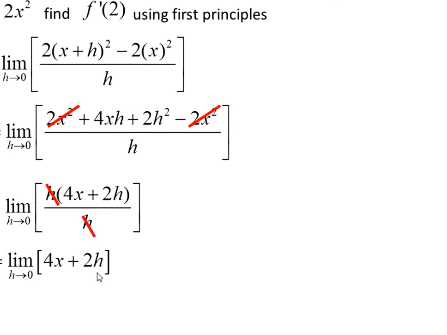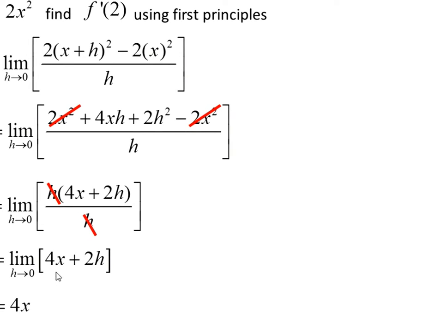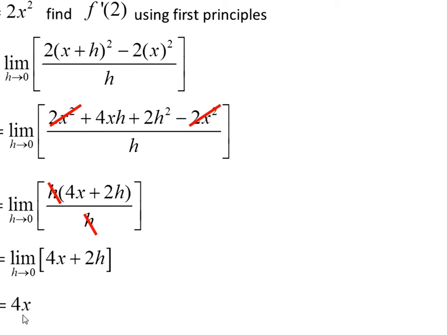Now we no longer have a division by 0 situation if h approaches 0 as we would have in the original version. So we end up with the ability to substitute in h equals 0 as 4x plus 2h approaches 4x as h approaches 0. So our slope function, which gives the slope at any point, is in fact 4x.